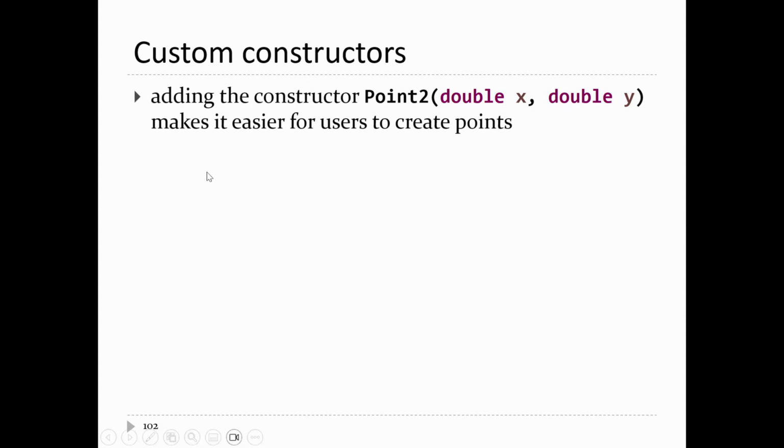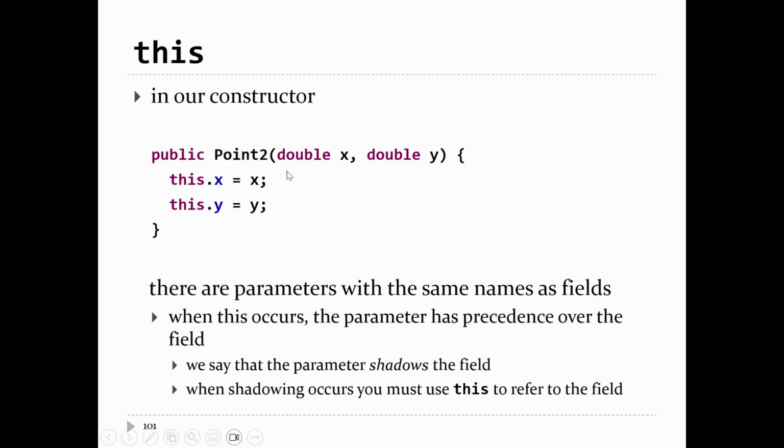All right, so at the end of the last lecture, we were talking about creating additional constructors. And so in our Point2 class, we created a constructor that takes in an x and a y value. And this lets the caller create a point that has coordinates that they can set.